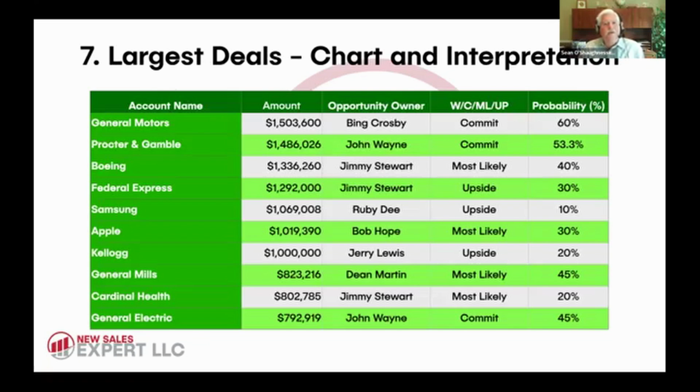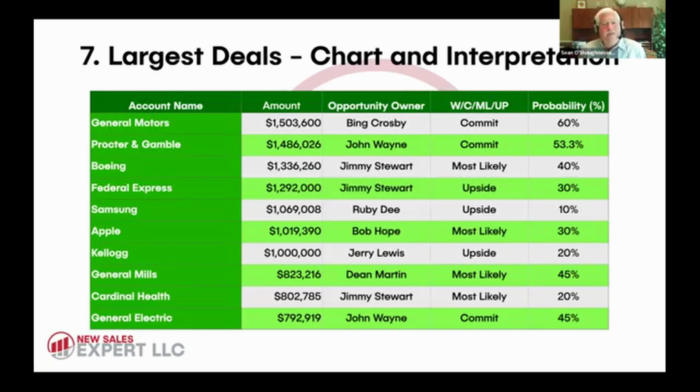So here's our customer list, our top 10 deals. I think everybody on this call would love to have this as your top 10 deals. You probably would love to have this kind of revenue as well. You'll notice that on this list, and this is how I always show this metric, I have a WCML up. That is the salesperson communicating to me, the CEO, if they're committing to this deal. By the way, W means win, C means commit, ML means most likely, and UP means upside.